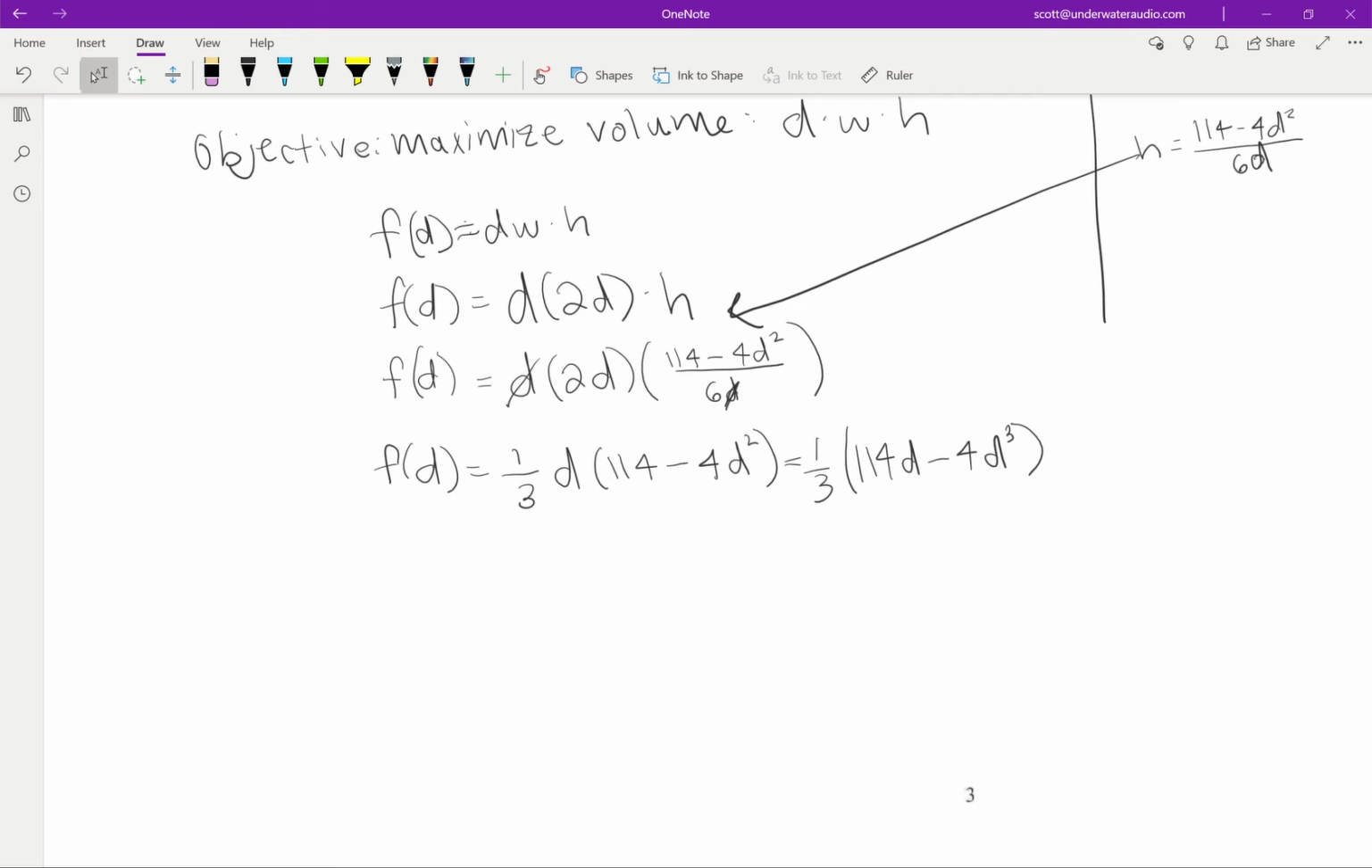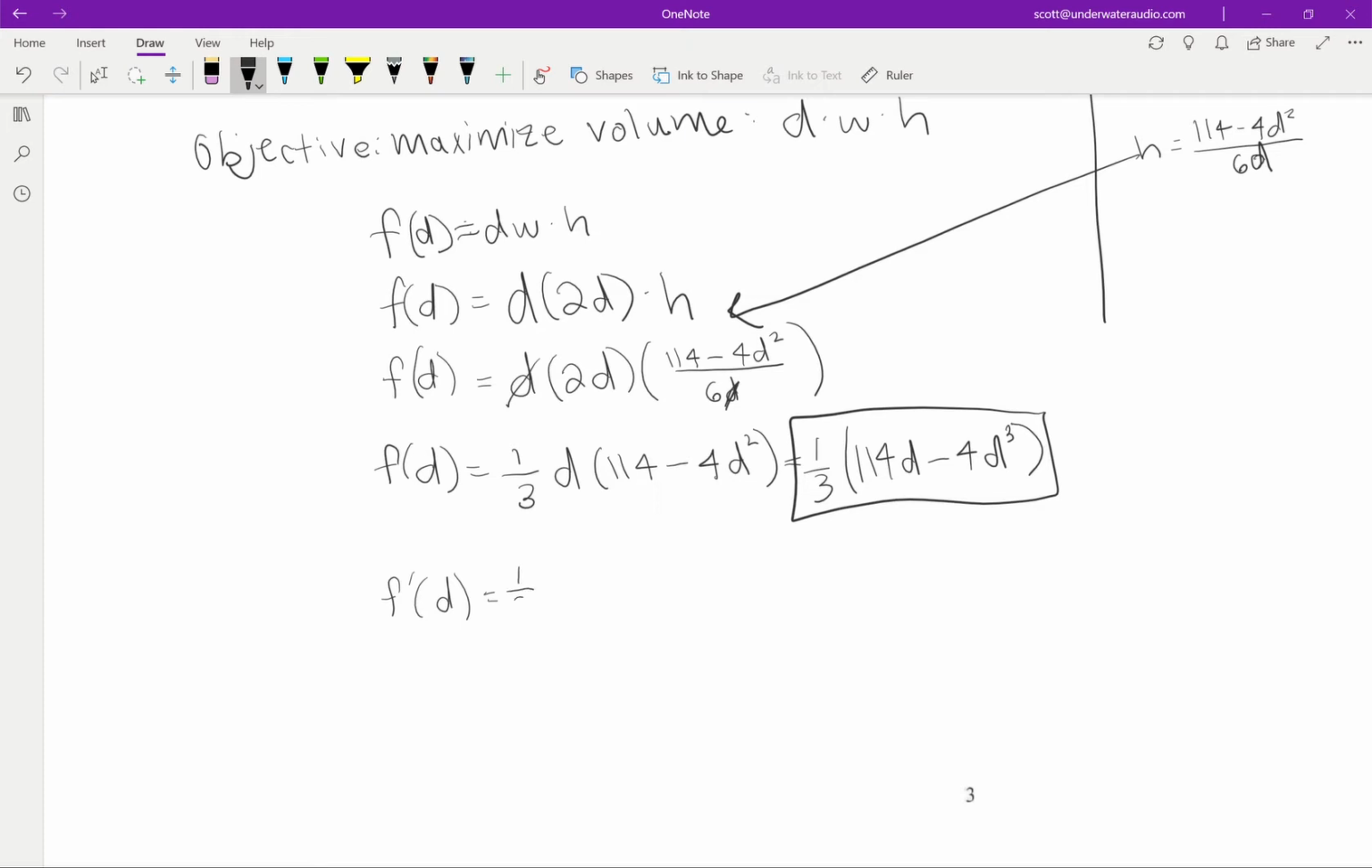All right, so this equation that we have here is the one that we want to maximize. We want to maximize the volume. So to do that, I need to find the maximum by taking the derivative and finding a critical point. So I'm taking the derivative with respect to d.